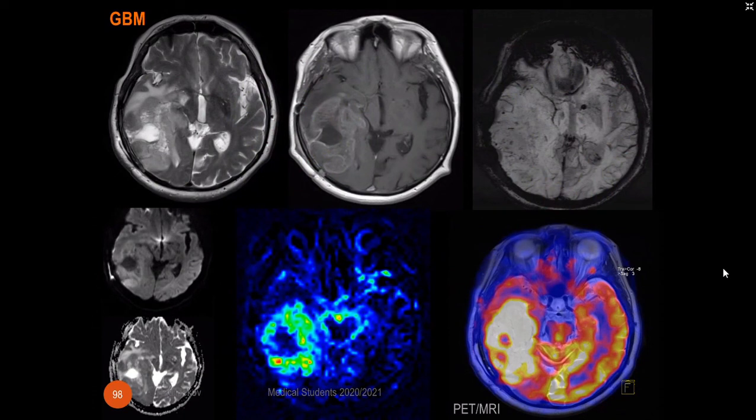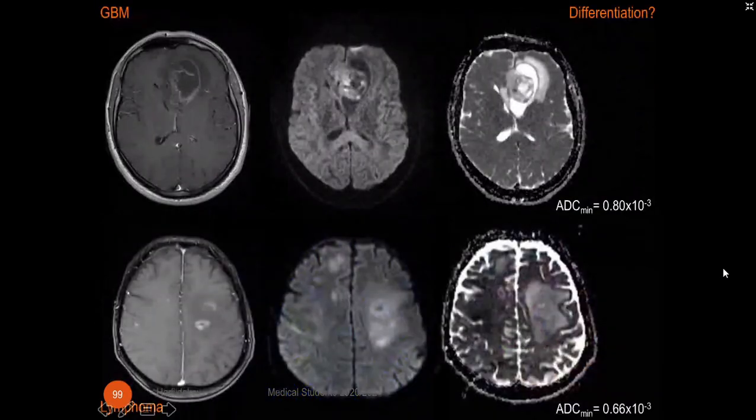Going back to this glioblastoma multiforme, in the parietal lobe on the right side, you see a little bit of displacement of the structures on the midline because there is an important mass effect, with not so important, but some edema at the periphery.